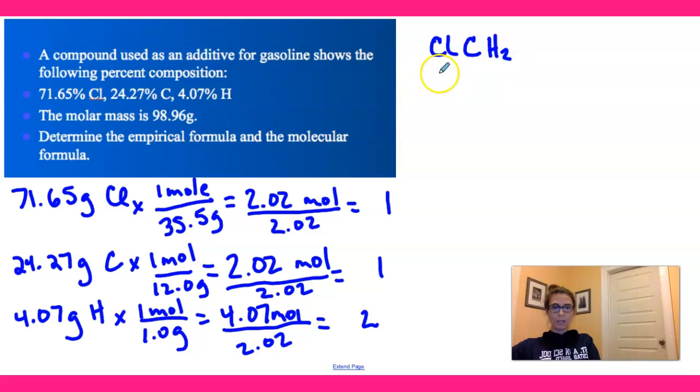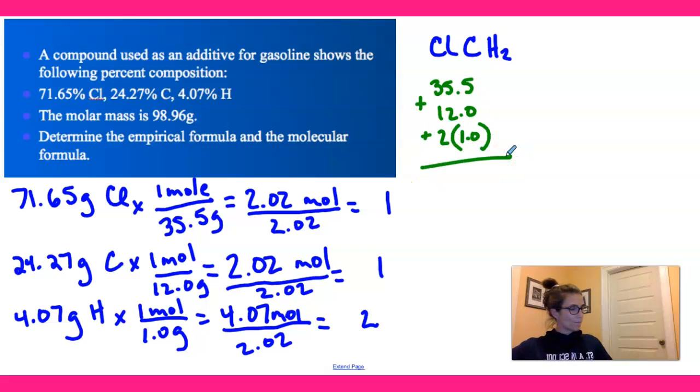So now I want to calculate my empirical formula mass. So I've got Cl, which is 35.5, C, which is 12, and H, I've got 2 of them. Add those up. I get 49.5. So that's my empirical formula mass.